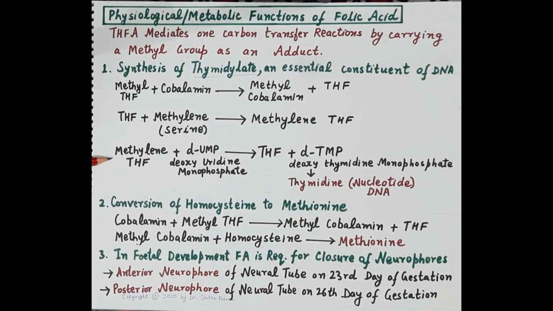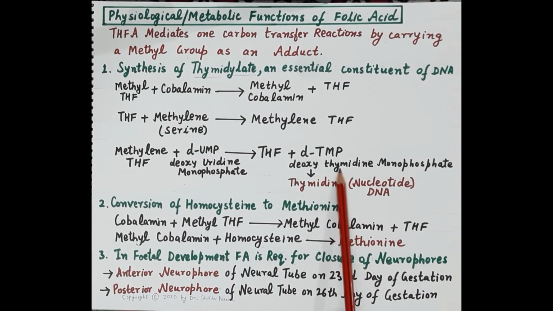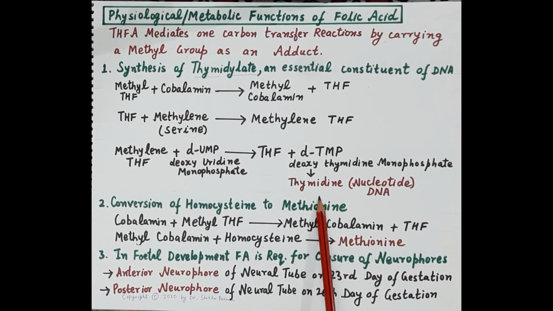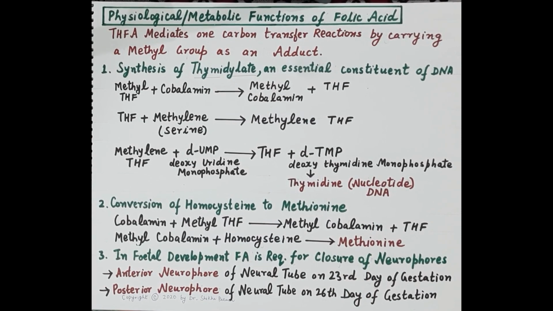Now, this methylene tetrahydrofolate transfers the methylene group to deoxyuridine monophosphate. That results in the formation of deoxythymidine monophosphate, which is further converted into thymidine, and thymidine is a nucleotide. It is essential for the synthesis of DNA. So, that is how folic acid is essential for the synthesis of DNA.